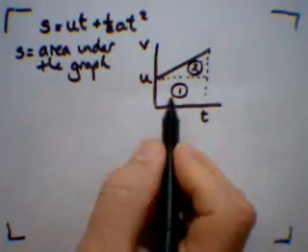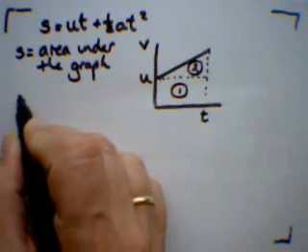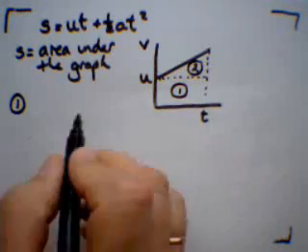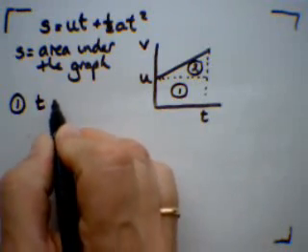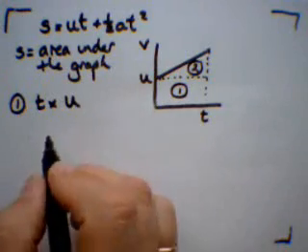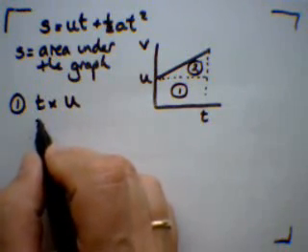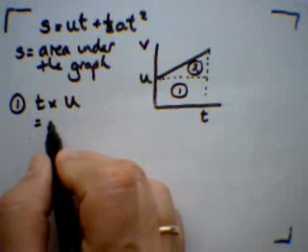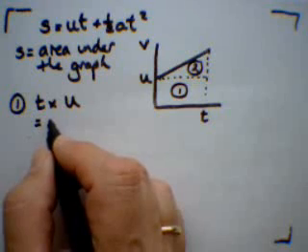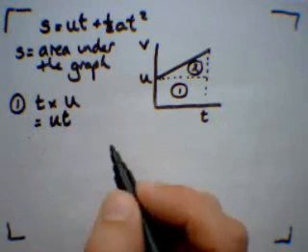Okay, now let's consider area 1. The area of 1, it's a rectangle, so it's the length times the breadth. The length is t times the breadth, which is u. So the area of that rectangle is tu, and since we know that t times u is the same thing as u times t, I'm going to call it ut.